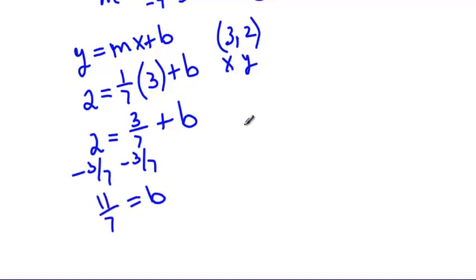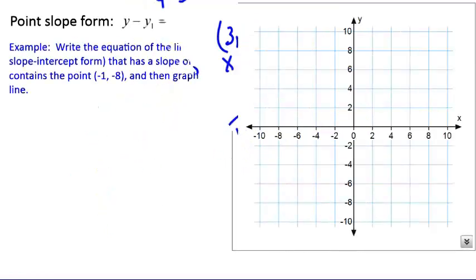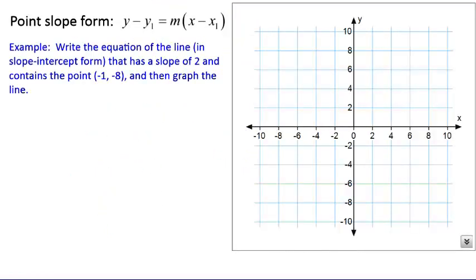So the equation then is y equals 1/7 x, remember the slope was 1/7, plus 11/7, which is the y-intercept. Could write the equation of the line in slope-intercept form. It has a slope of 2 and contains the point -1, -8, and then we're going to graph it.